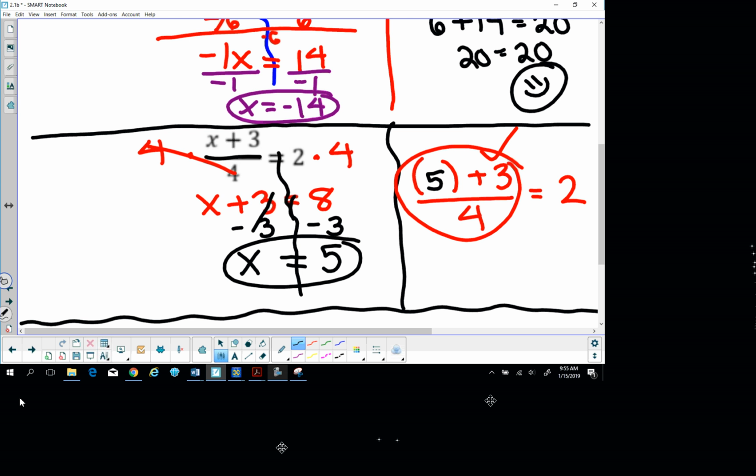So what is 5 plus 3? 8 divided by 4. Which is 2. And we got that one right.